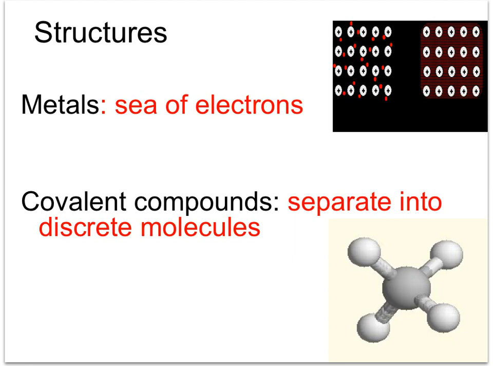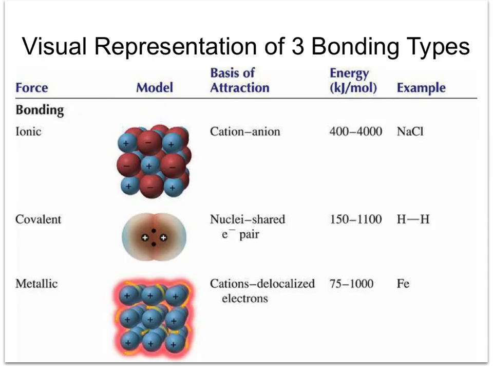And then, of course, we have the covalent compounds, and they are separated into unique, discrete molecules. So what we might see in this picture right here is a CH4 molecule. That would be one of millions within a sample. Our last picture that we see here is just taking some of these properties that we've discussed in the last two presentations and pulling them together.